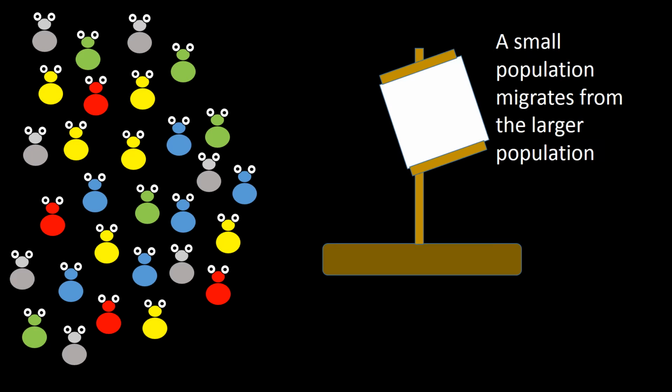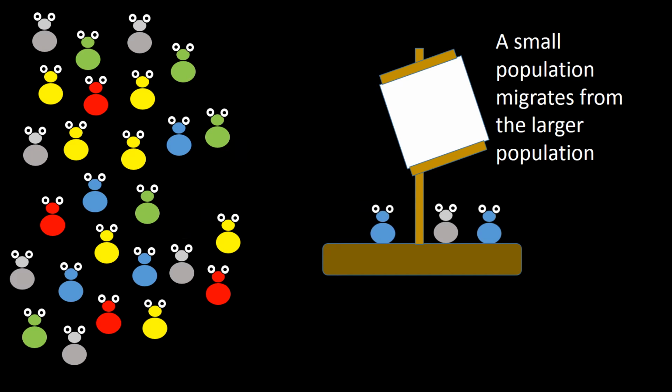Now, with any population of organisms, sometimes you may get migration of a small population from the larger population, taking some of those alleles with them. Now, because it's a small population, it's going to be a small representation of the actual gene pool. In other words, they're not going to take many variations of the alleles with them. So off they go.